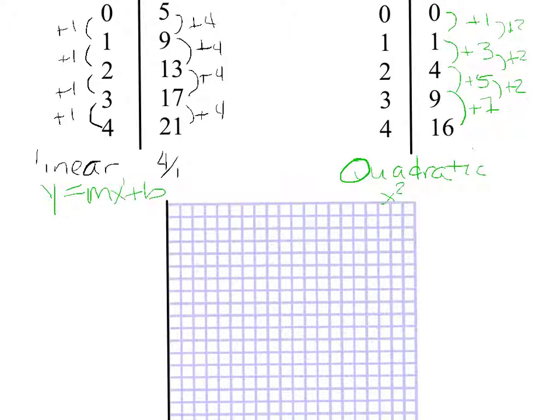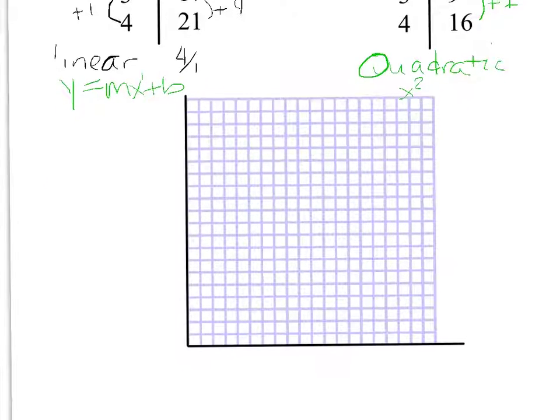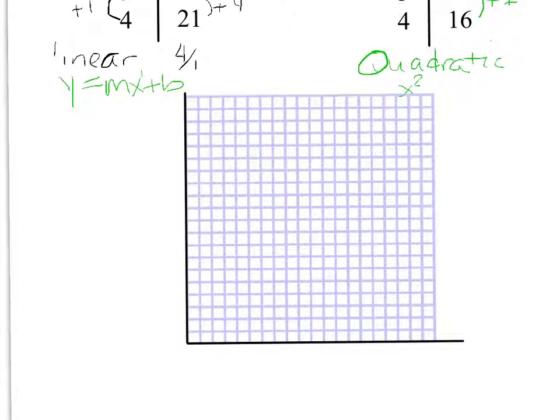Now if we actually go and try to graph this, 0, 0, 1, 1, 2, 4, 3, 9, let me make this a little bit bigger so I can be better at this. Alright, so we've got 0, 0, then 1, 1, then 2, 4, and then 3, 9, and then 4, 16.